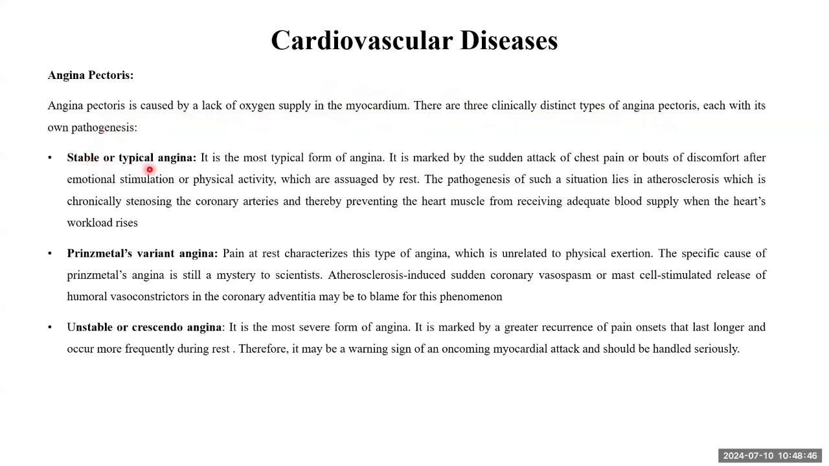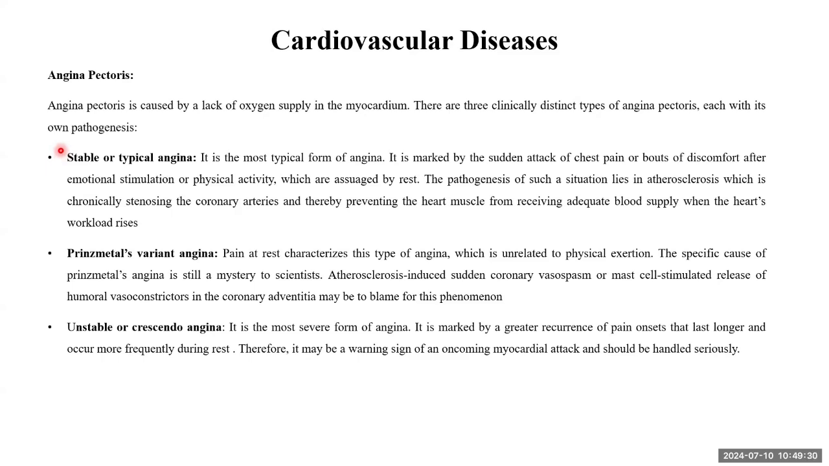Number one is stable or typical angina. It is the most common type of angina, which only triggers when there is a narrowing in the blood vessel or coronary artery. So whenever there is an emotional stimulation or a physical exercise or a heavy exercise, then the heart requires more blood, but the narrowed blood vessel, due to any deposit of lipid or narrowing, is not allowing enough blood to go to the heart because the heart requirement is high. So this causes a crisis, which is stable or typical angina.